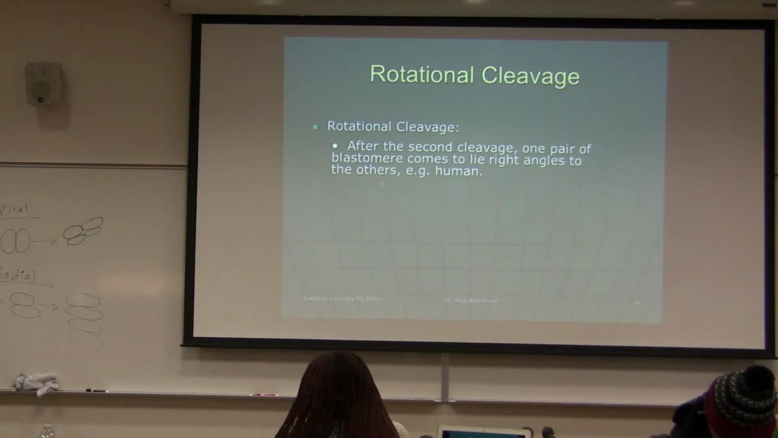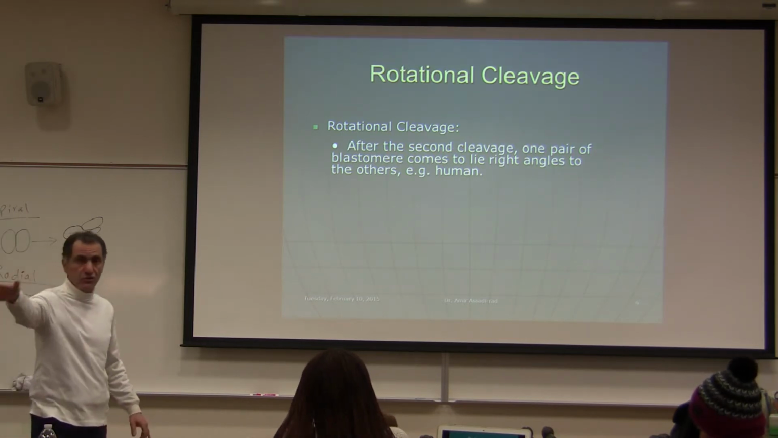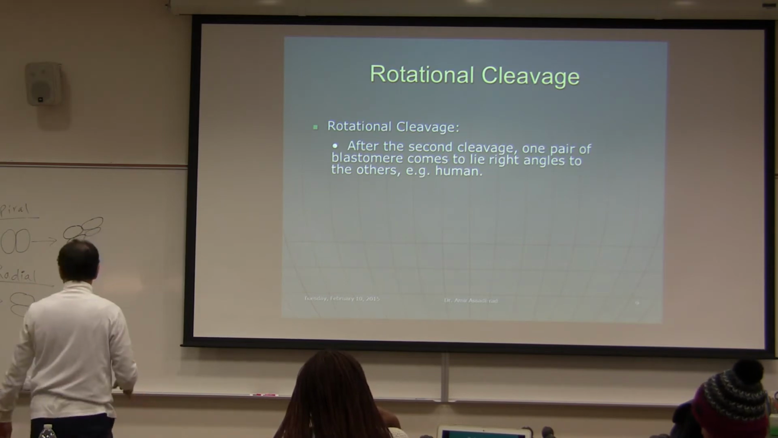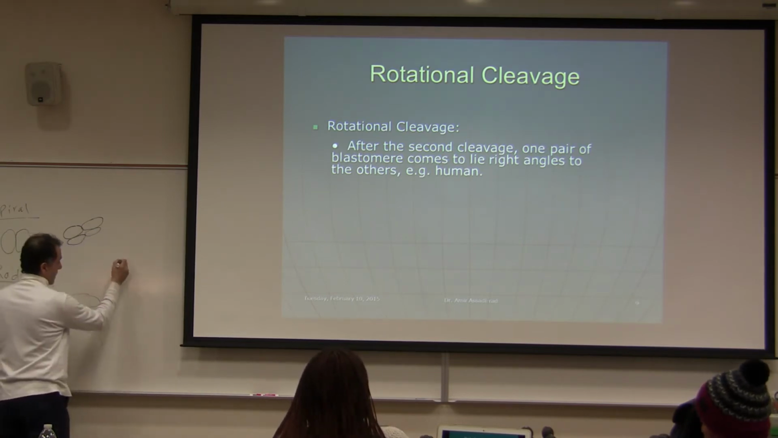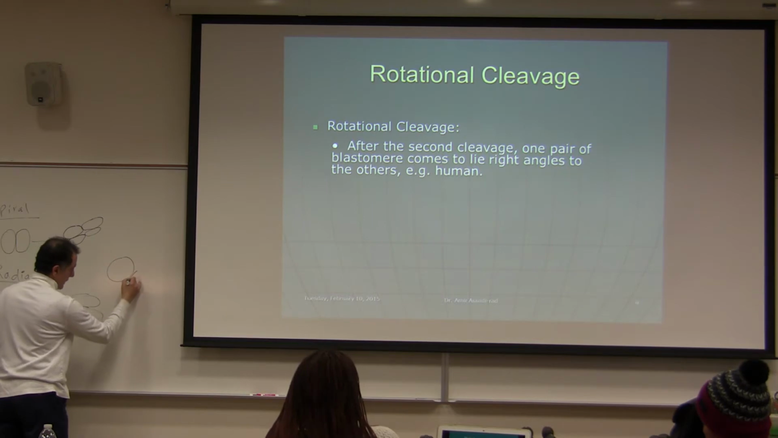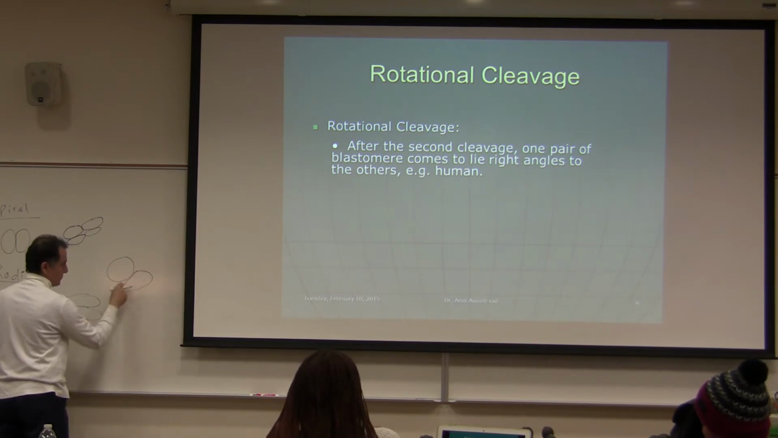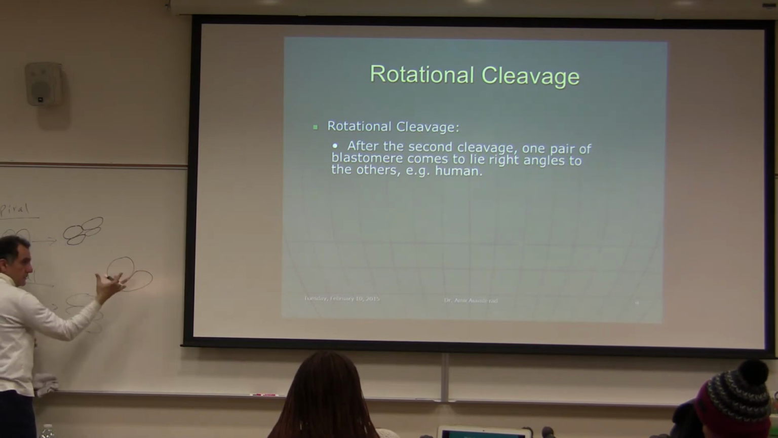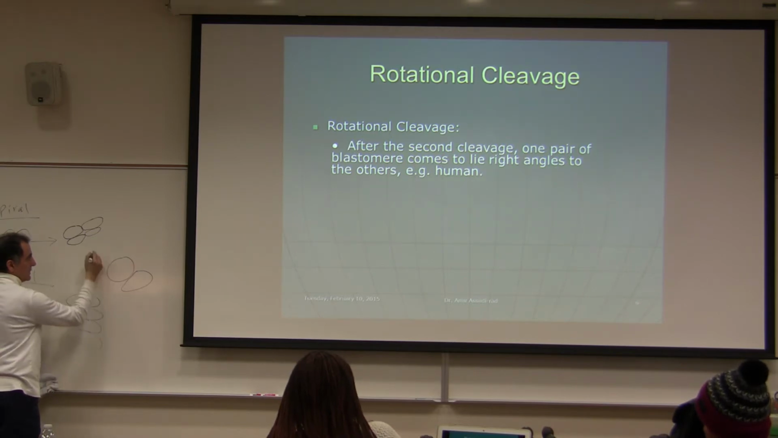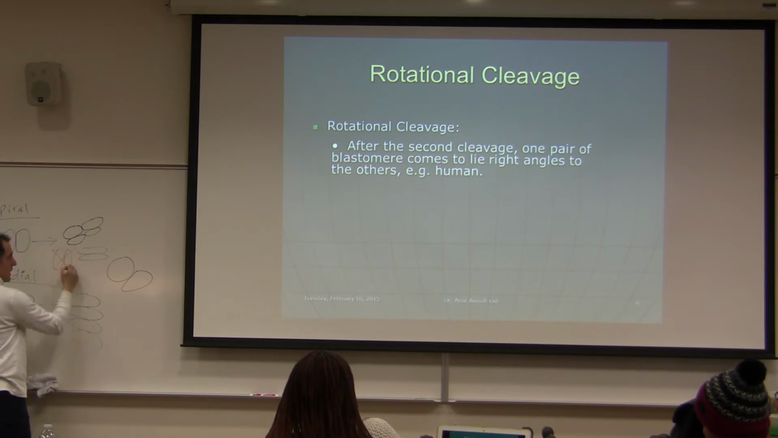Rotational is the case of humans. After the second cleavage, one pair of blastomeres comes in at a right angle, as they showed your classmates. It means they come in at an angle. I hope I'm drawing it a little bit wacky for you to know what I'm talking about. So it's at an angle. It's not horizontal or vertical. It's none of these, it's at an angle.